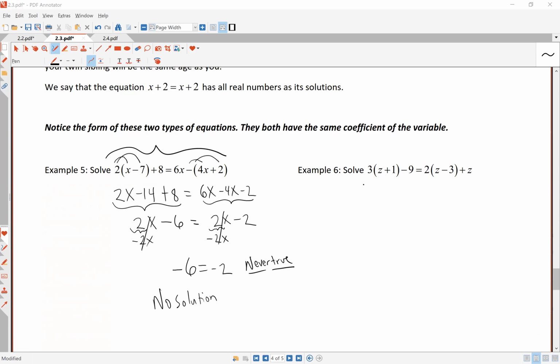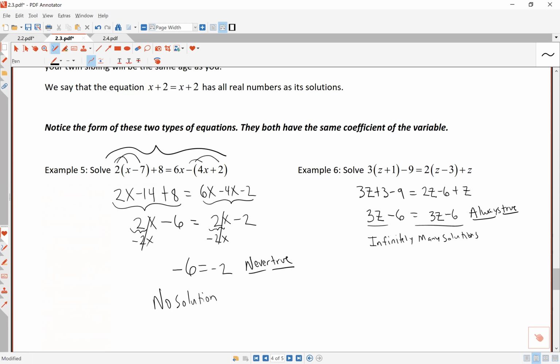But example 6, when you distribute across 3z plus 3 minus 9, 2z minus 6 plus z. This time what happens, the left side is 3z minus 6. The right side is also 3z minus 6. And that's something that's always true. No matter what z is, it'll always be true. And this is what we call an identity. But we say that since it's true for all values of z, we say that there are infinitely many solutions.